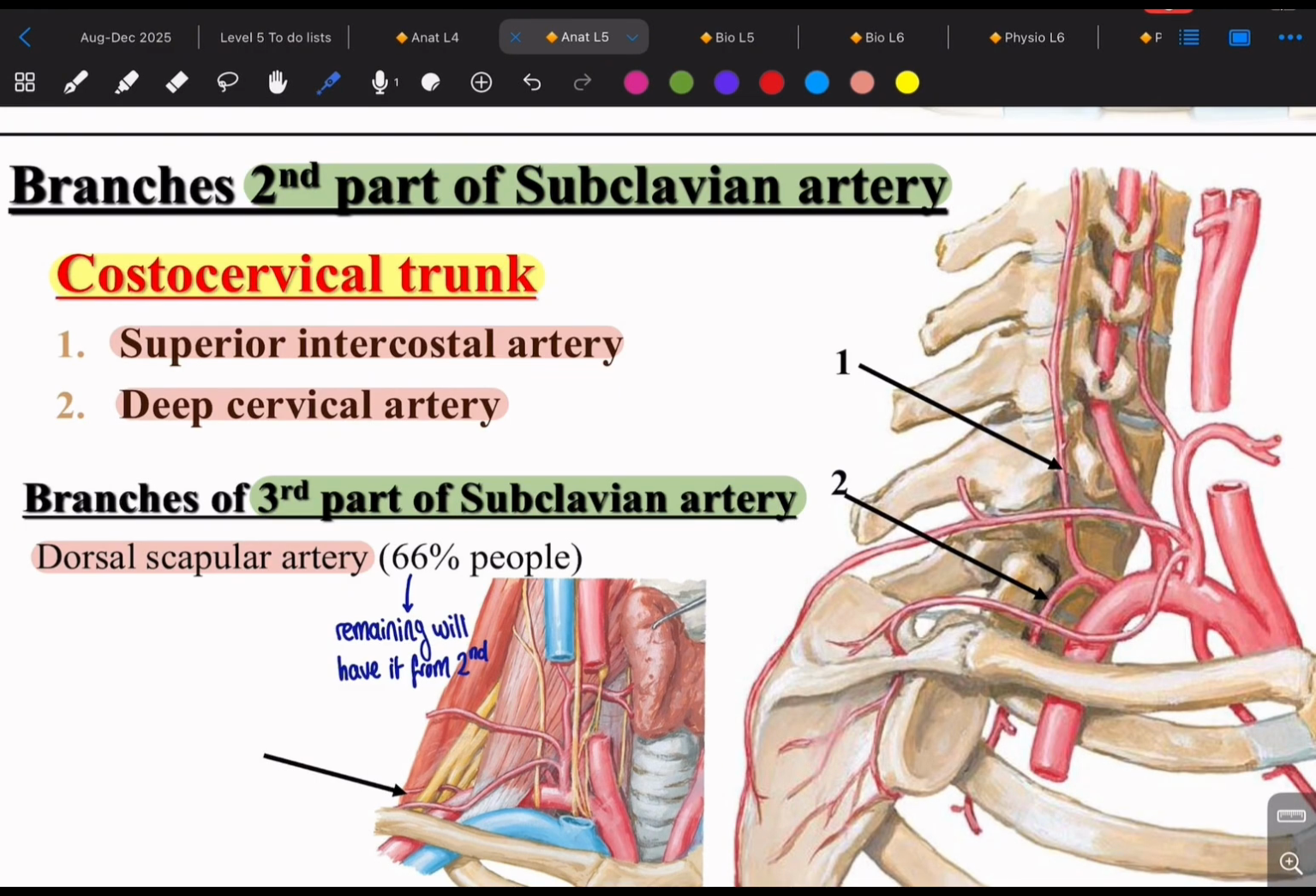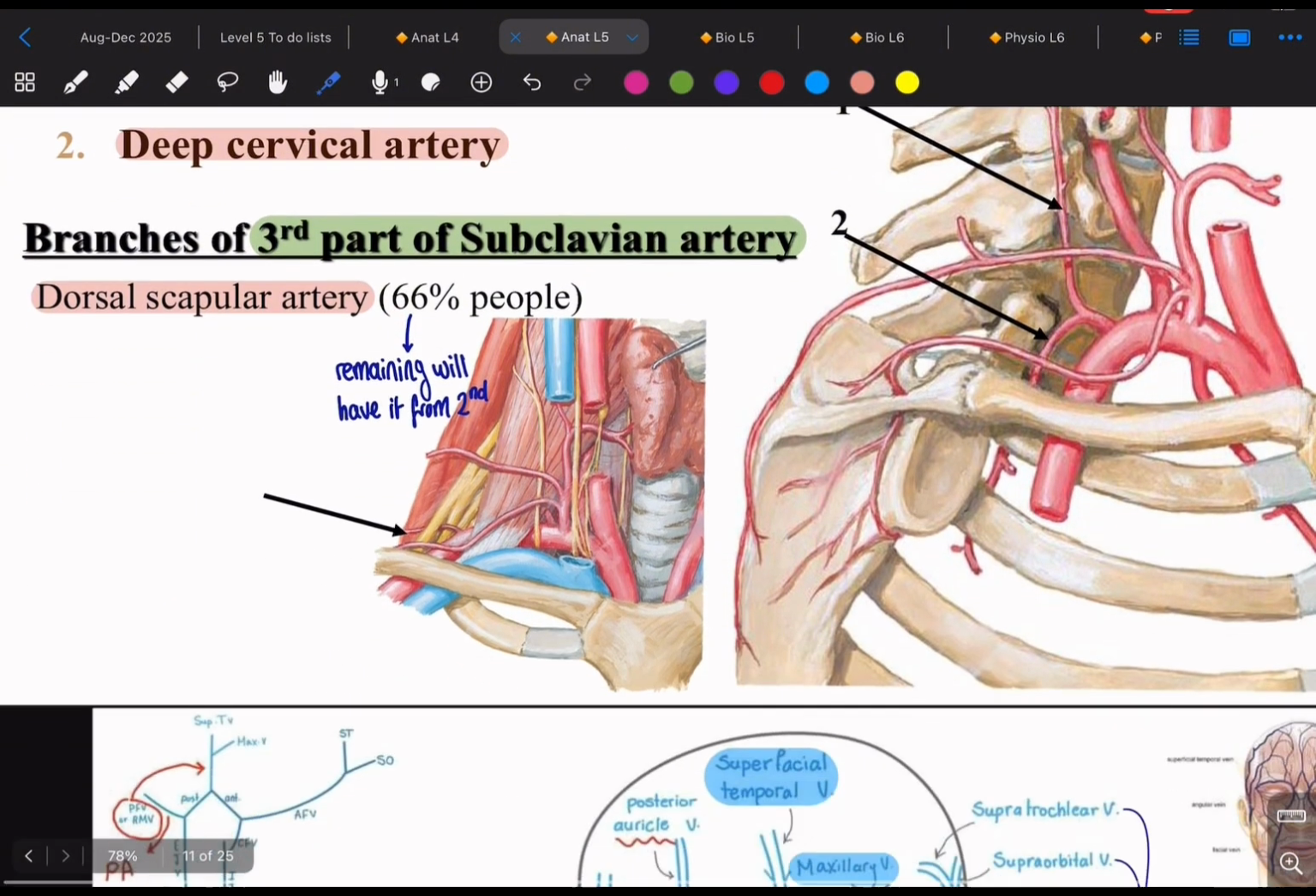The last part of the subclavian artery just gives us 1 branch, and sometimes it doesn't even give us the branch. Okay, what's the branch? It's the dorsal scapular artery. The dorsal scapular artery, in 66% of the people, it branches from the third part of the subclavian artery. What about the rest? In the remaining people, it branches from the second part. Okay, so only in 66% of the people, the dorsal scapular artery comes from where? It comes from the third part of the subclavian artery. Okay? So we're done with all the arteries.